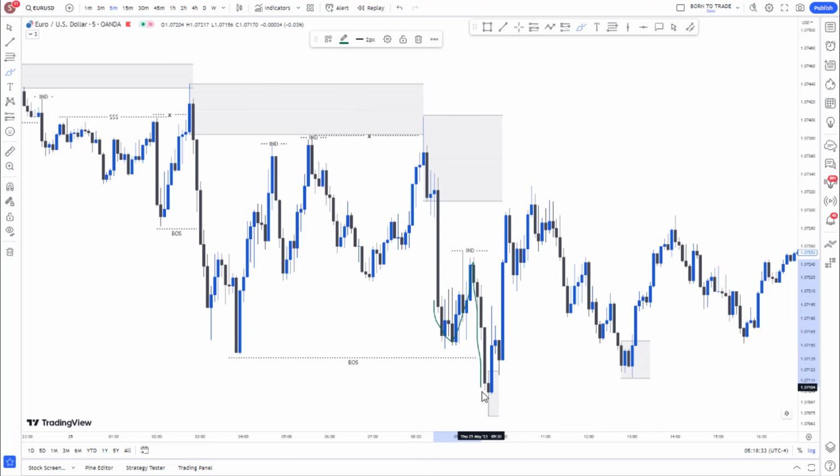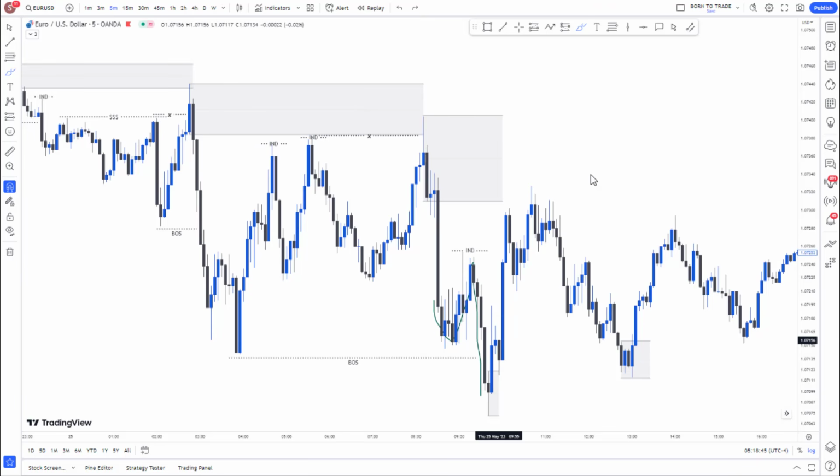We have this pullback, and now we get a break of structure. Now, a lot of traders will be looking to trade from this zone right here. Here looks like a very good sell zone. Yes, a lot of people might be looking to sell from here, but what you're going to see price do is that price is going to sweep this area, and you see we have another inducement area right here.